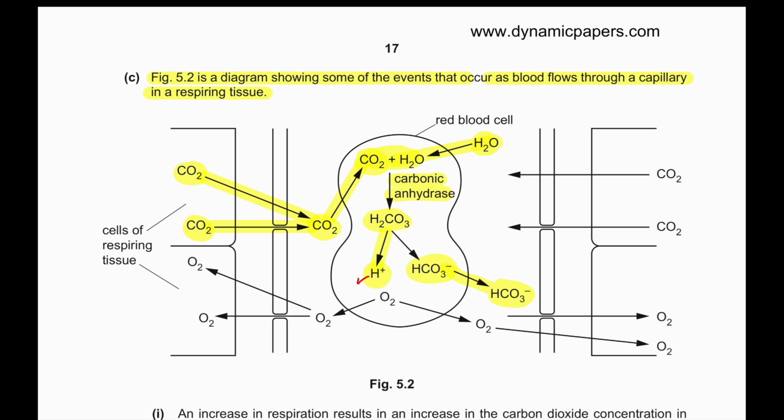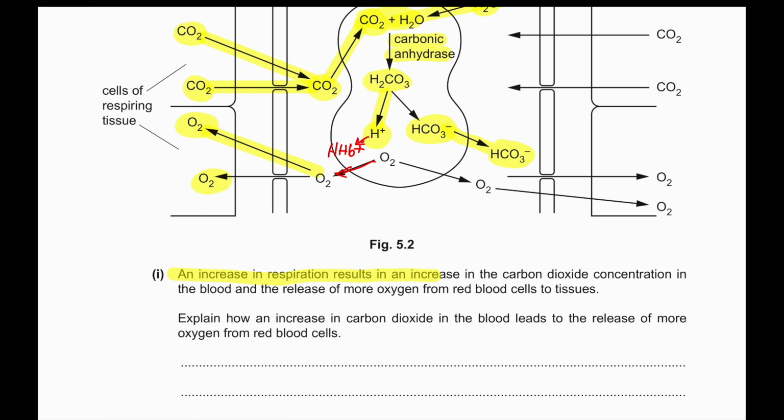Now, the hydrogen ion also binds with the hemoglobin and forms HHb plus, or hemoglobinic acid, which allows the release of oxygen much faster, and oxygen is then released into the surrounding respiring tissues. Now, in the lungs, just the opposite happens. An increase in respiration results in an increase in carbon dioxide concentration in the blood and the release of more oxygen from the red blood cells to tissues.